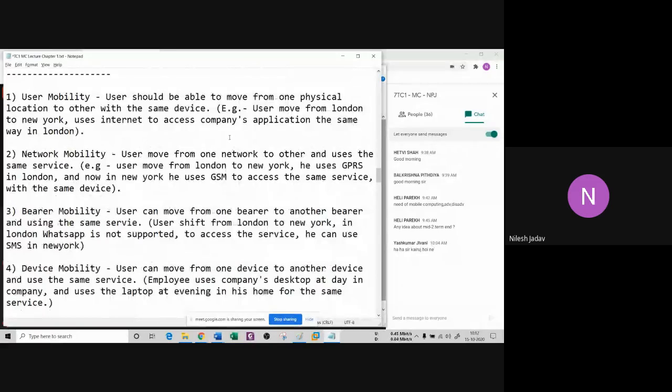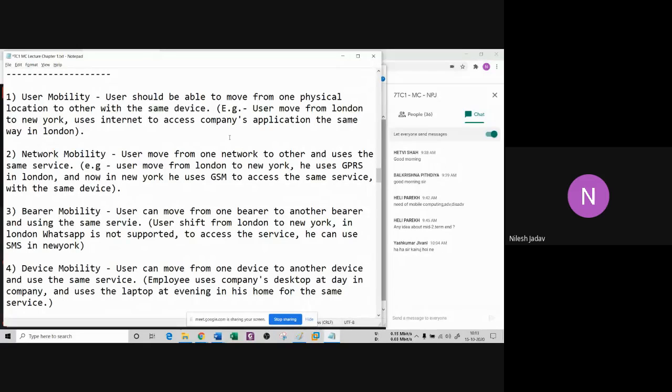First is user mobility, which is very simple to understand, which says that a user can now move from one physical location to another physical location with the same device. So here is an example: a person who is in London and moving from London to New York uses the internet to access the company's application the same way as in London. Okay, so as he accessed the company's application in London with the network, the same way he can access the company's application in New York as well.